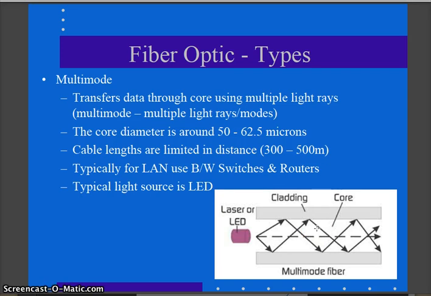In multi-mode fiber, the core diameter is around 50 to 62 microns. We'll get to that size in a few minutes. The cable lengths for multi-mode are relatively short, a 300 to 500 meter ballpark, depending on the type of fiber and the light source you're using. This is typically for LAN, between switches, between routers, between closets in my building or in my network. That's where I'm going to find multi-mode. This is the stuff you're probably going to run into in networks.